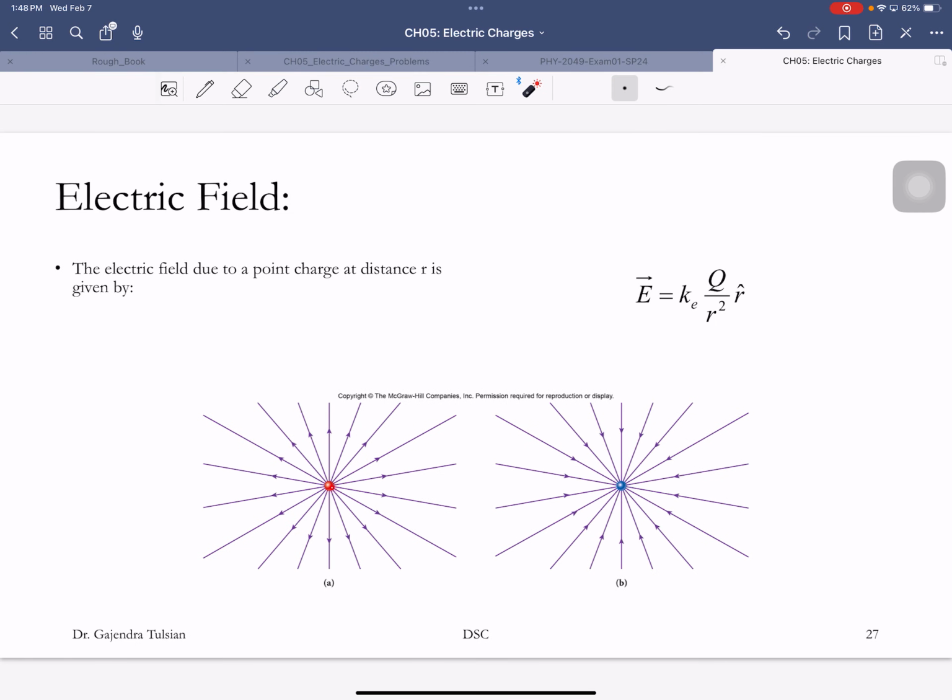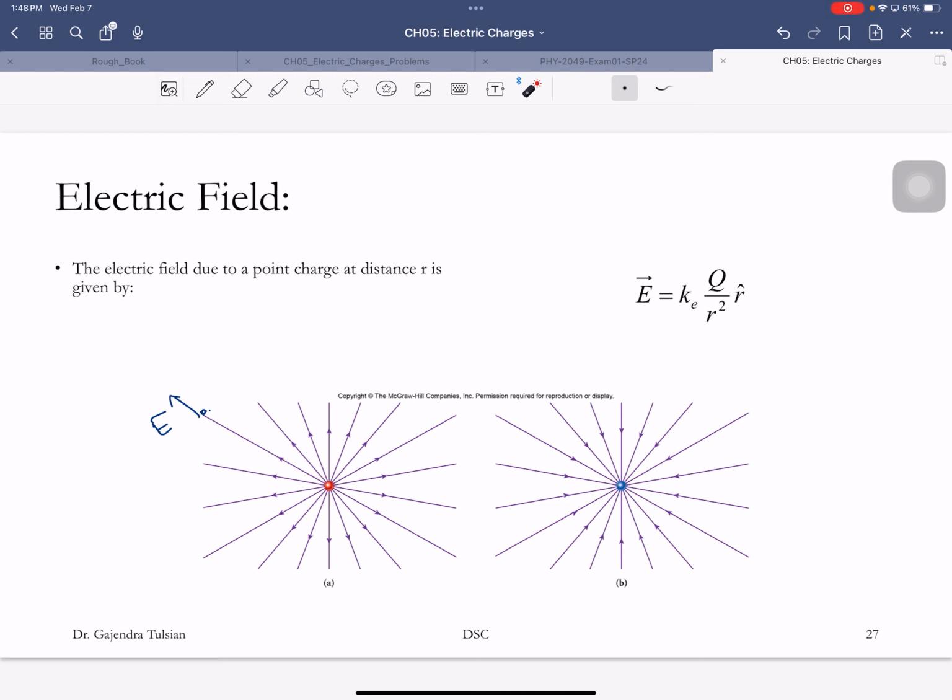Okay, so here's a positive charge, and it's creating electric fields like that. Here's a negative charge, and it's creating electric fields like this. Now, if you ask the question, how strong is the electric field at this point? You know the direction. The strength of the electric field is given by kQ over r squared, where k is Coulomb's constant and Q is the charge creating the electric field.